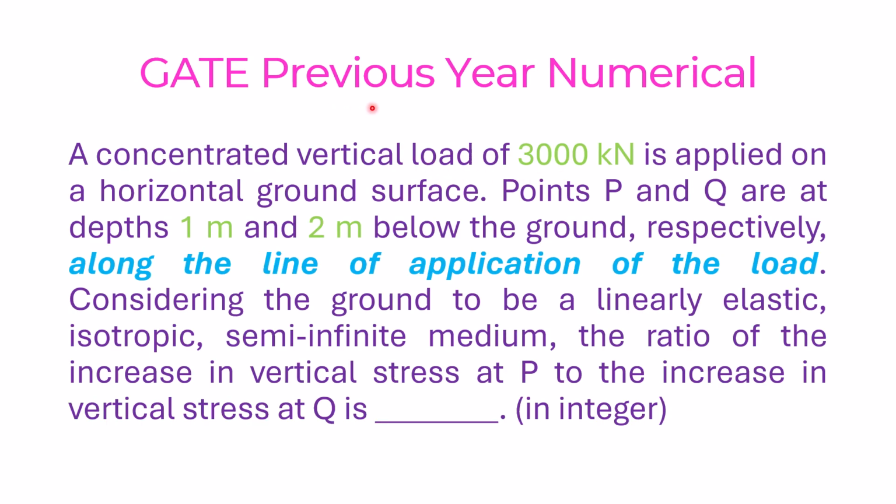Now let us solve a previous GATE question. A load of 3000 kN is applied. Points P and Q are at 1 meter and 2 meter below the ground along the line of application of the load. We have to find the ratio of increase in vertical stress at P to that at Q due to the application of this vertical load.